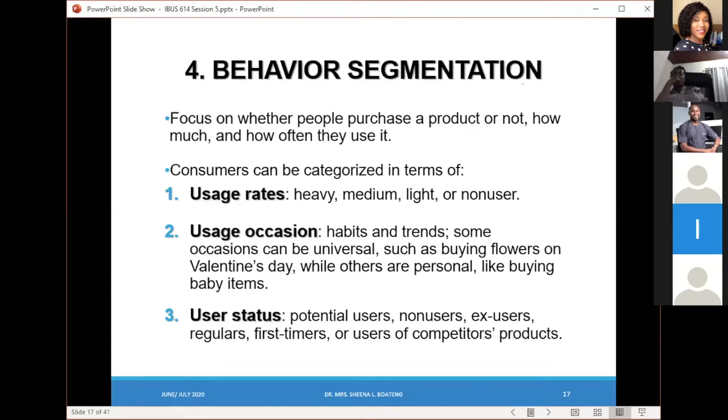So these are all ways by which banks and other organizations can segment the market, especially using user status. Because by knowing the person's status, you know how much effort you have to put in to either get them to become more active or to get them to sign on to start using your product or service. So that's it for behavior segmentation. In the absence of any question or comment, we'll move on to the next session.